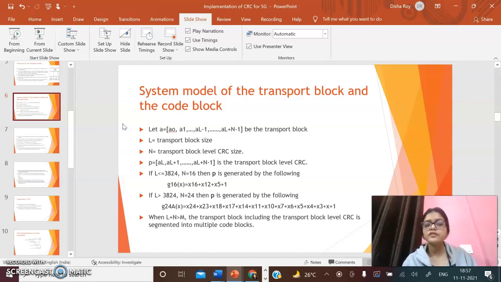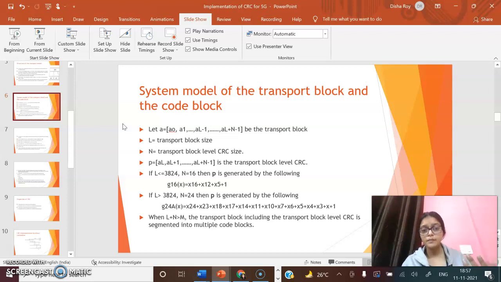And if L is greater than 3824, then N equals 24, and P is generated by the following polynomial: x to the power 24 plus x to the power 23 plus x to the power 18 plus x to the power 17 plus x to the power 14 plus x to the power 11 plus x to the power 10 plus x to the power 7 plus x to the power 6 plus x to the power 5 plus x to the power 4 plus x to the power 3 plus x plus 1. Basically, this was the polynomial expression.